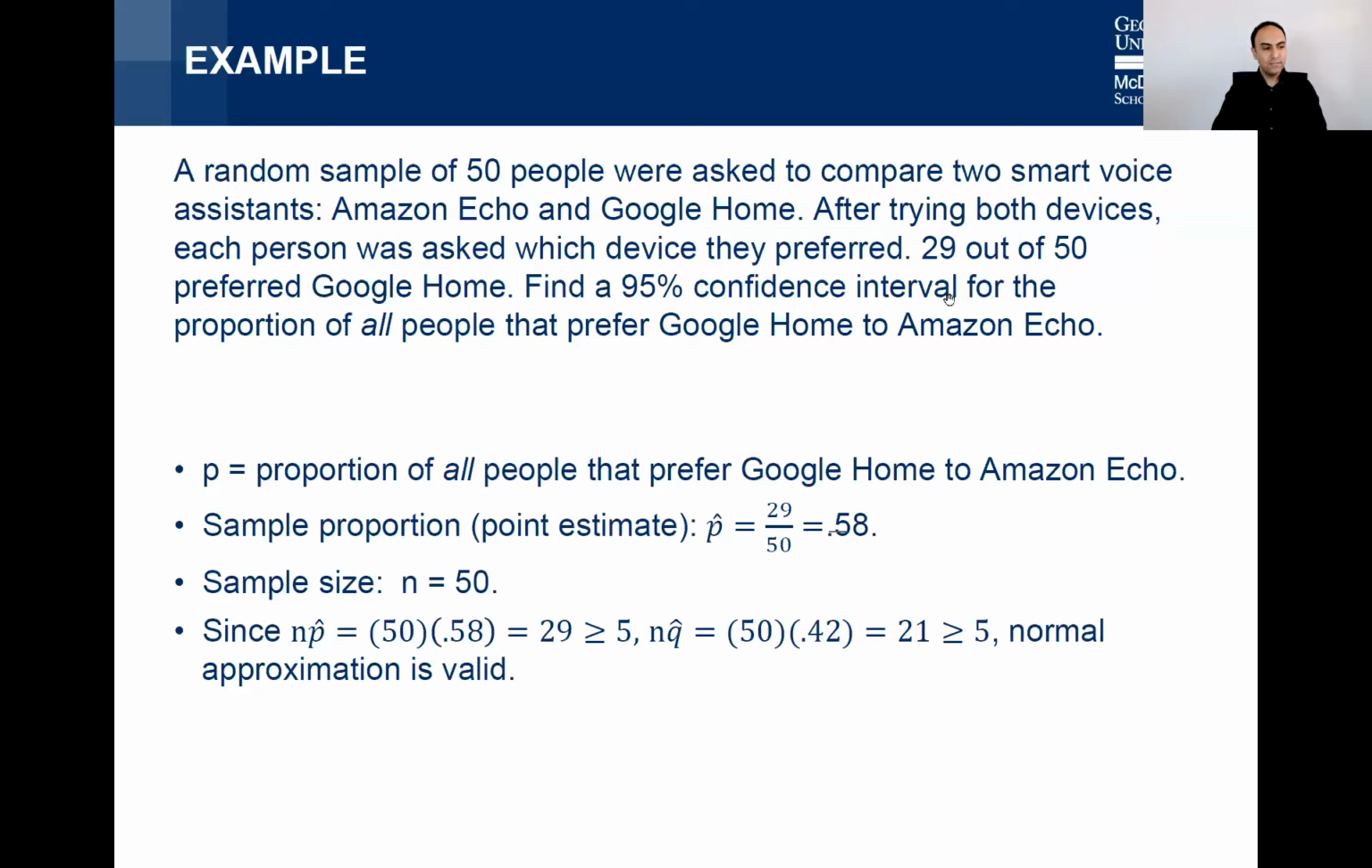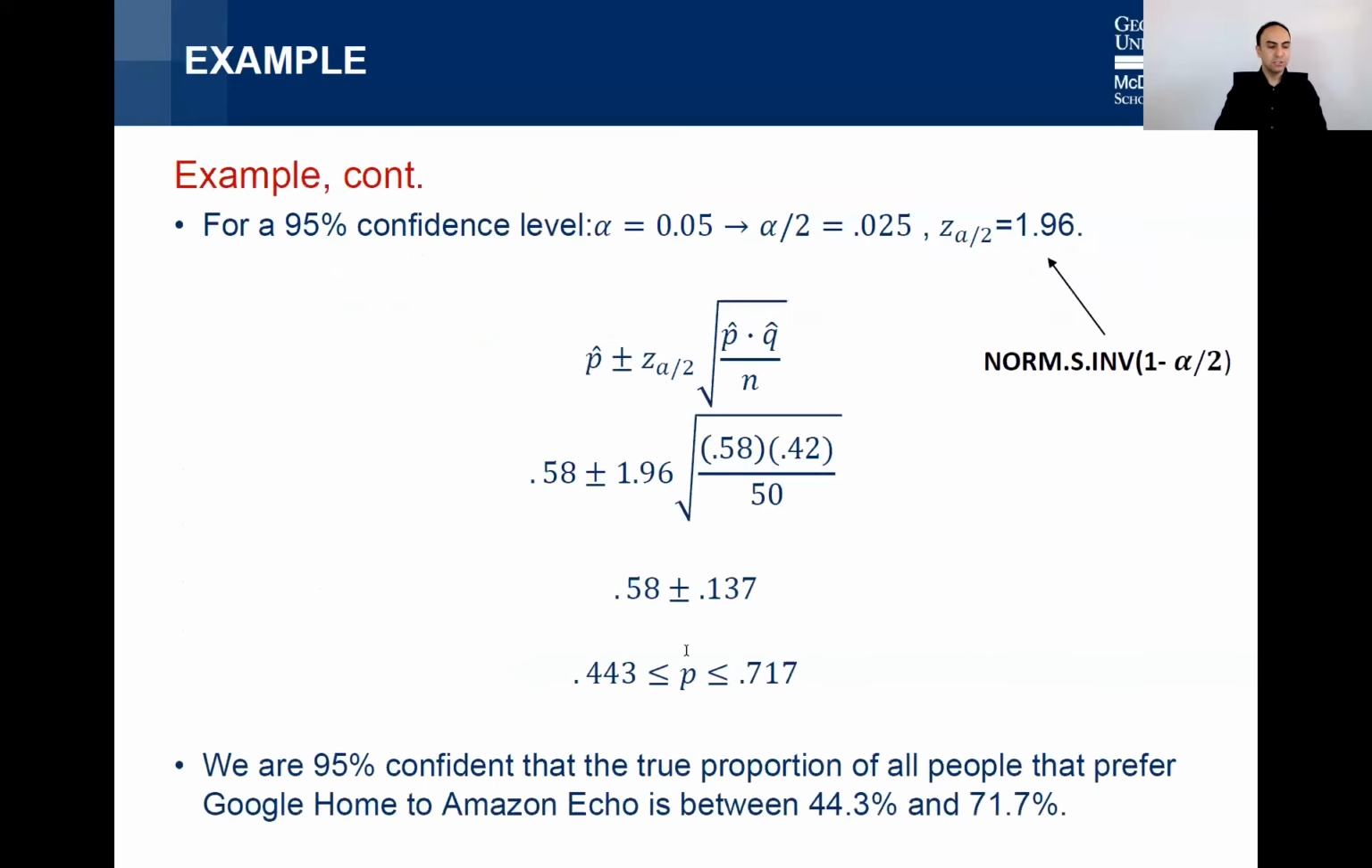We do. 29 said Google Home. So that means the rest, 21 people, have said Amazon Echo. So we have at least 5 in each of the groups. So check, check, check. We have all these numbers. The next step is just to plug these numbers into the formulas.